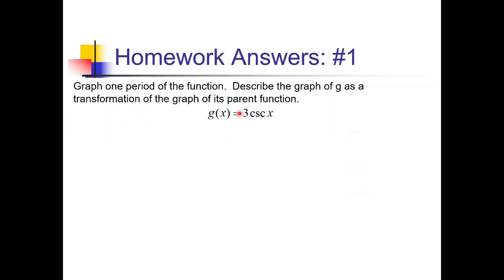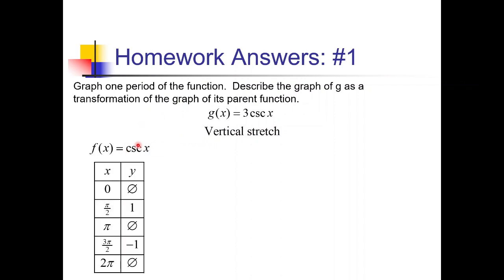To graph 3 cosecant of x, let's first describe the transformation. The 3 out here is giving us a vertical stretch. So the original parent table of cosecant, that's the one that goes from 0 to 2 pi, we've got some undefined asymptotes in there and also a 1 and a negative 1. So here is the new table transformed.